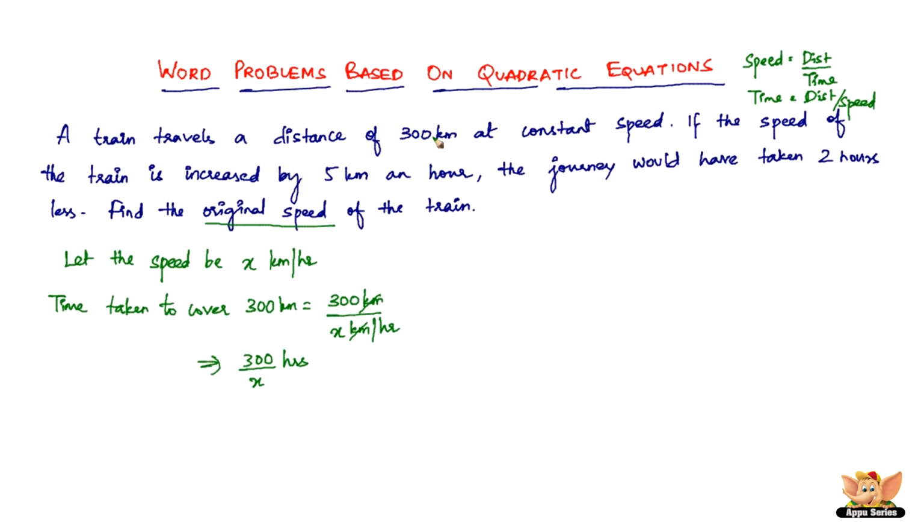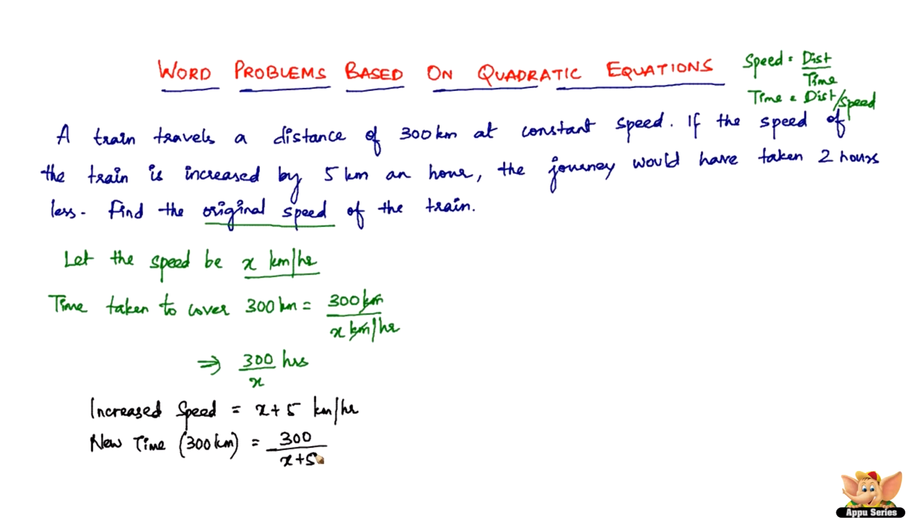The next thing they say is if the speed of the train is increased by 5 kilometers per hour. So what's the speed going to be? We've taken the speed to be x kilometers per hour, so the increased speed will be x plus 5 kilometers per hour. When your speed is increased, your time is going to change. So the new time for 300 kilometers is going to be 300 divided by the new speed, 300 by x plus 5 hours.